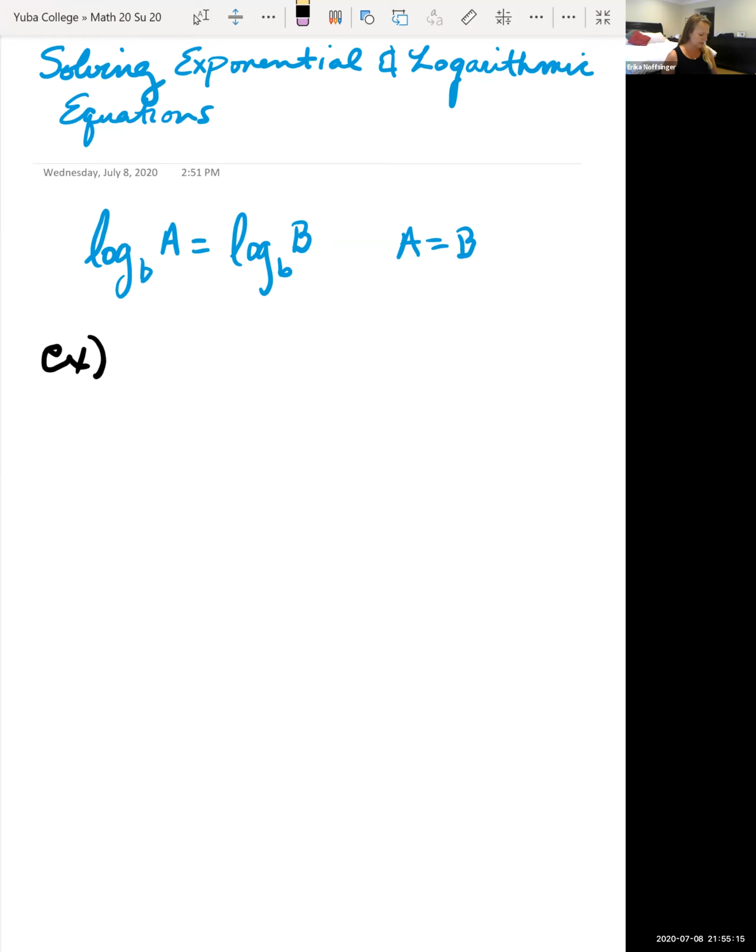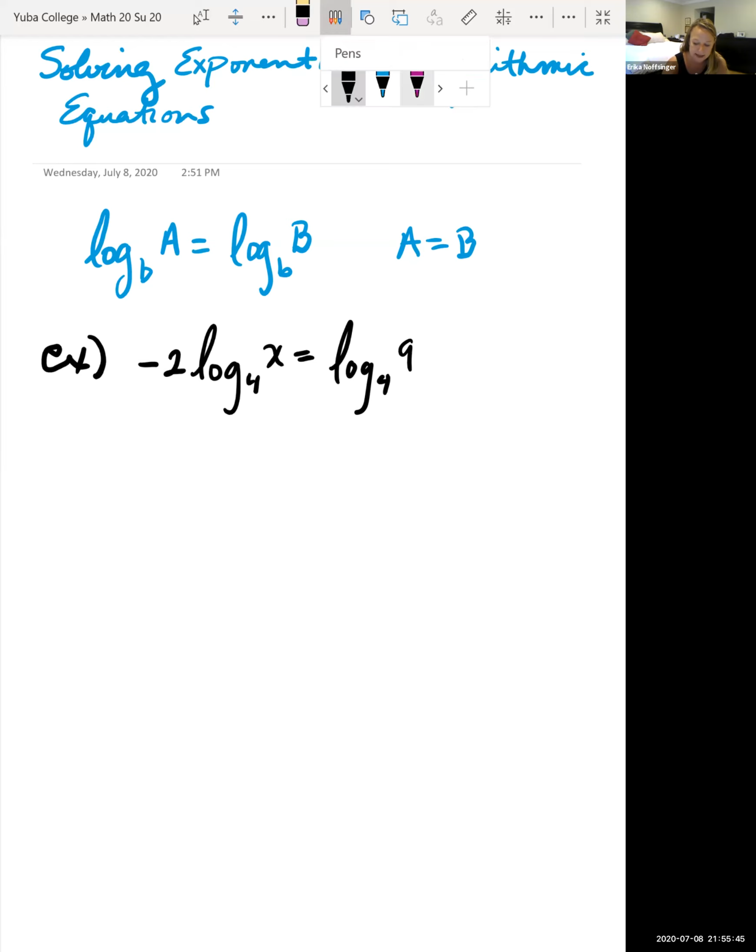So if we have the following, let's say -2 log base 4 of x is equal to log base 4 of 9. Okay, so these are the same base. And I almost have a single log equals single log. I can't have this -2 in front, but I can take care of that.